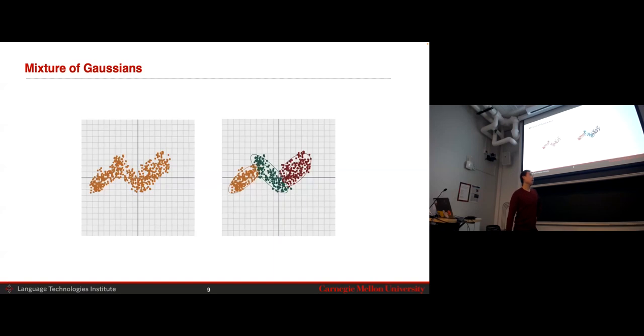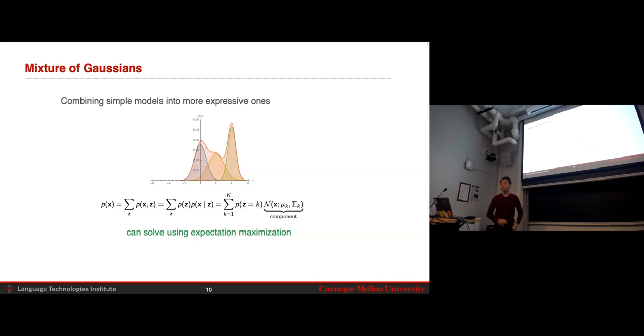And you can fit your data reasonably well, right? If you have X, Y data, two dimensions distributed like this, you can fit a mixture of Gaussians. It allows you to actually isolate the different components, right? Orange, green, and red, according to the mixture of Gaussians that you learn. And you've probably seen how to learn it.